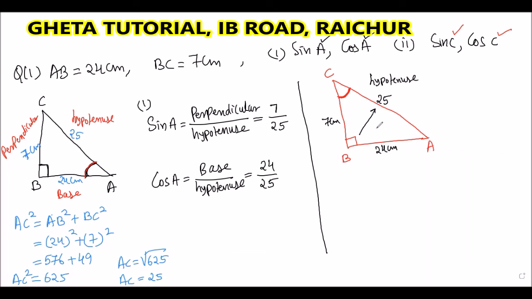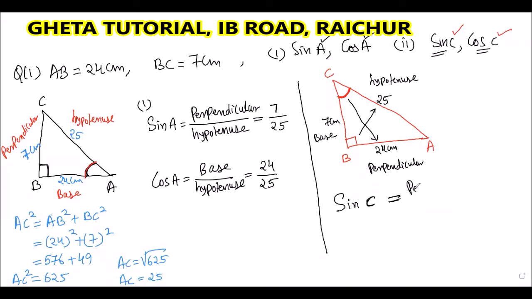Which is the perpendicular here? AB, 24 centimeter. The opposite of angle C is called the perpendicular. Exactly correct. And obviously the third side is the base. Done. Now you have to find sine C and cos C. The ratio will not change; the only change here is angle C.